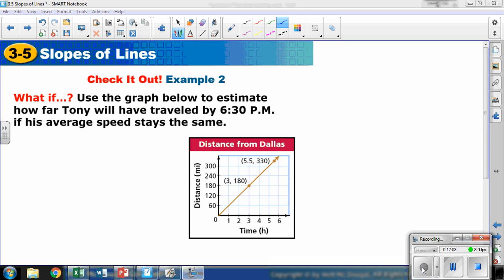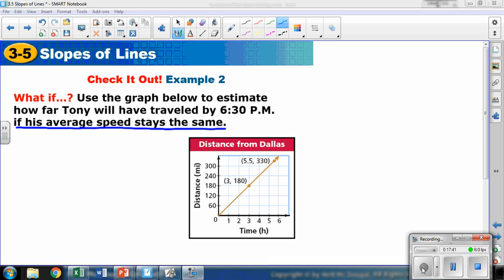Another skill that sometimes students forget, we could use them to estimate solutions. So here we have a graph. How far will Tony have traveled by 6:30? Okay, if his average speed stays the same, this section right here is just saying, okay, the line is going to continue. It still stays a line. It doesn't start changing its shape or anything like that.